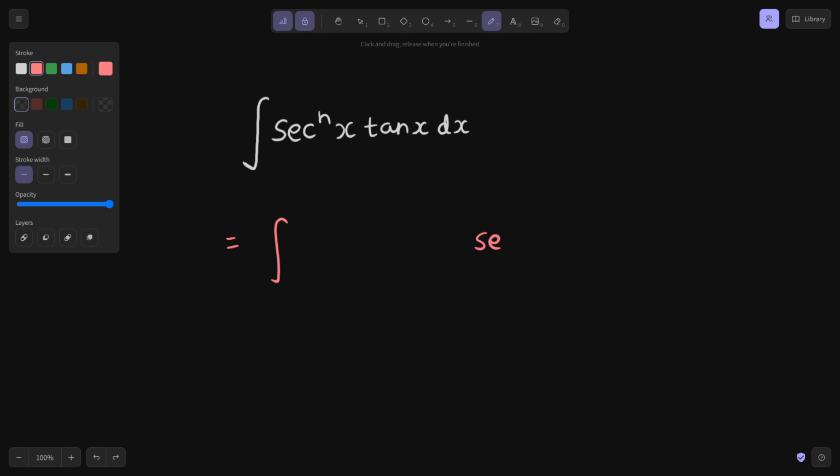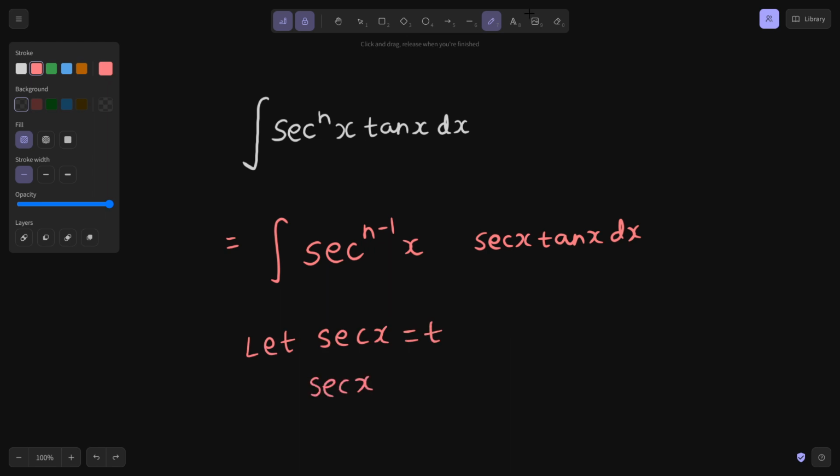secant x tan x. Now tan x was already there with dx. Now in order to generate secant x here, I took one secant from this secant power n. So I am left with secant power n minus 1. Fine. Now I can take secant x as t. I don't need to think further. Derivative of secant x is secant x tan x.